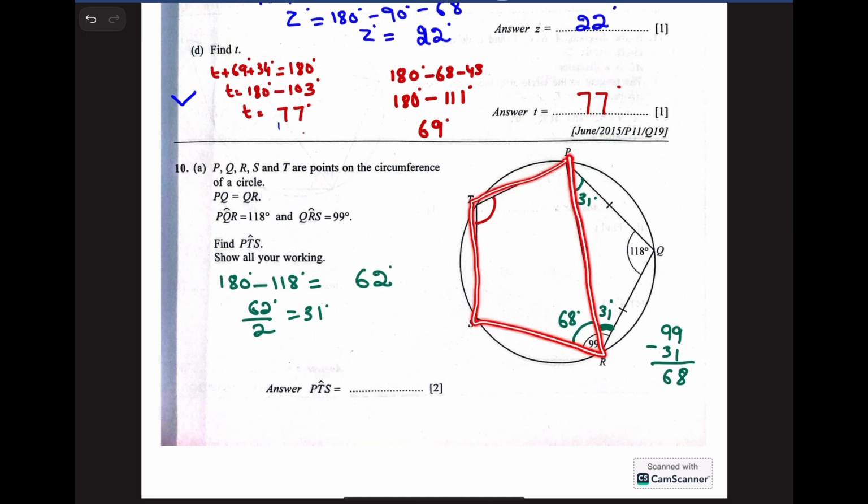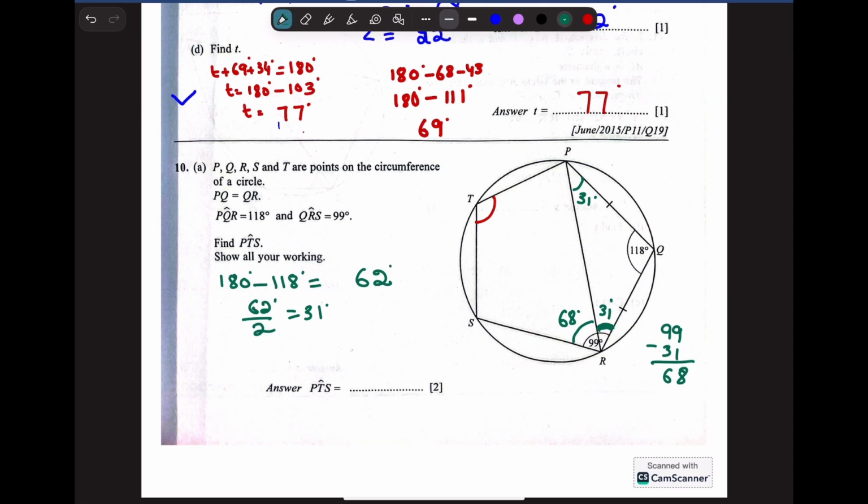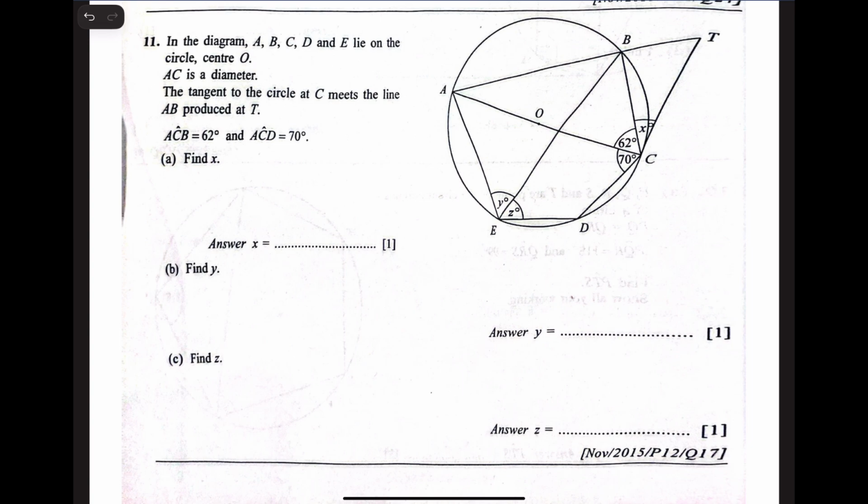And as already stated, PRST is a cyclic quadrilateral, so 68 plus this angle should be 180. So PTS plus 68 should be 180. So PTS is going to be 180 minus 68, which gives you 112 degrees.